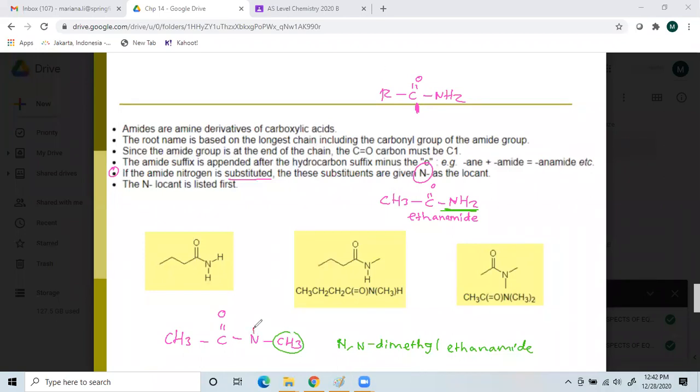What if I have only one CH3? Let's say only one H from NH2 has been replaced with CH3. So the name would be N-methylethanamide. N-methylethanamide. The N locant is listed first, so that's why I put it here first, before the longest chain of the amide.